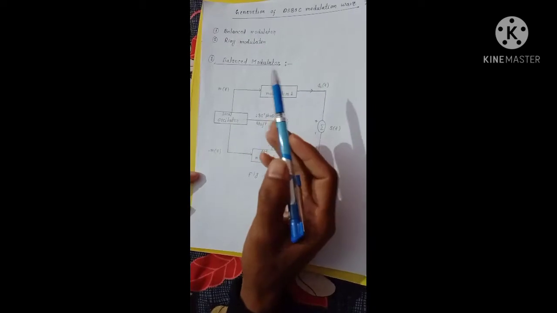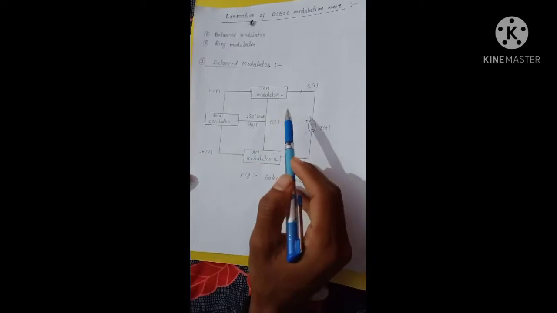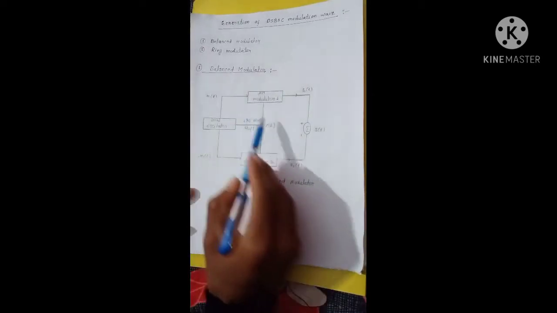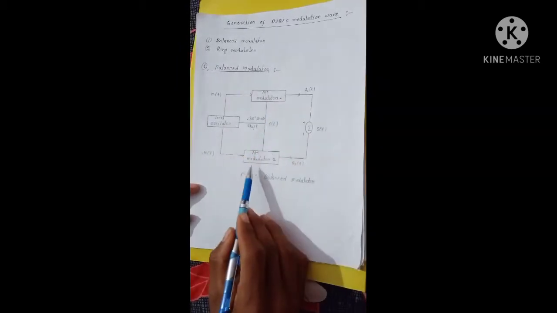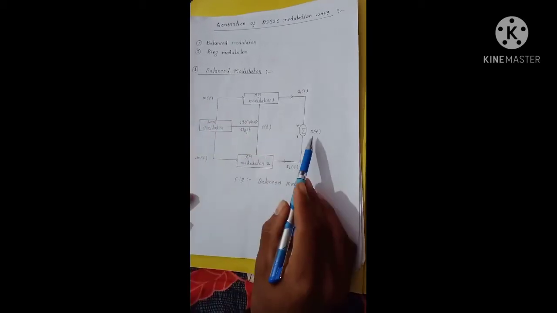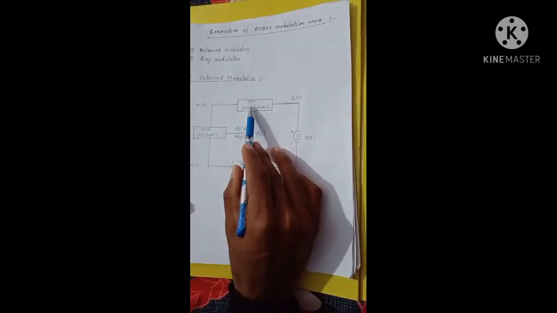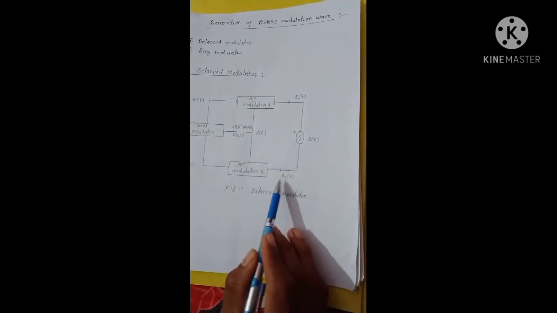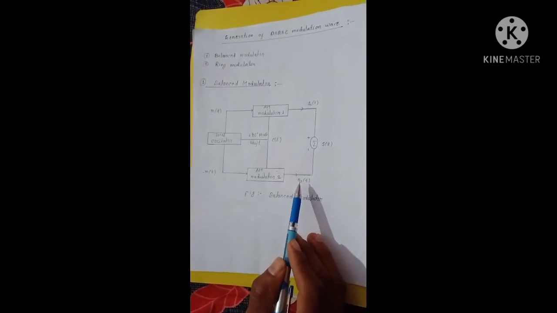In a balanced modulator, two AM modulators are connected in a balanced configuration. This is the figure of the balanced modulator. In this figure, this is AM modulator first and this is AM modulator second, this is the modulating signal and this is the DSBSC wave signal. This S1(t) is the output of the upper modulator M1 and this S2(t) is the output of the lower modulator M2.